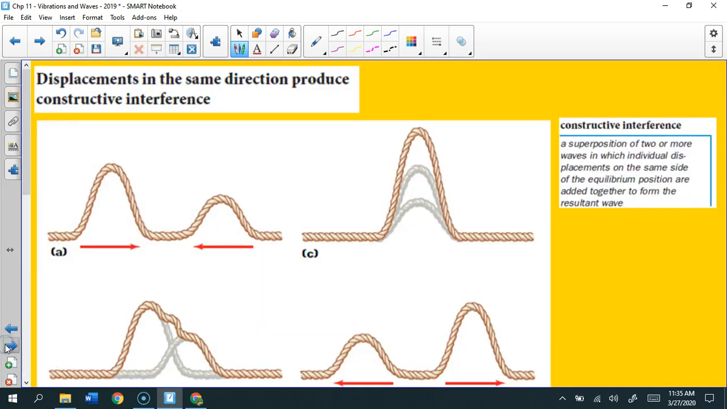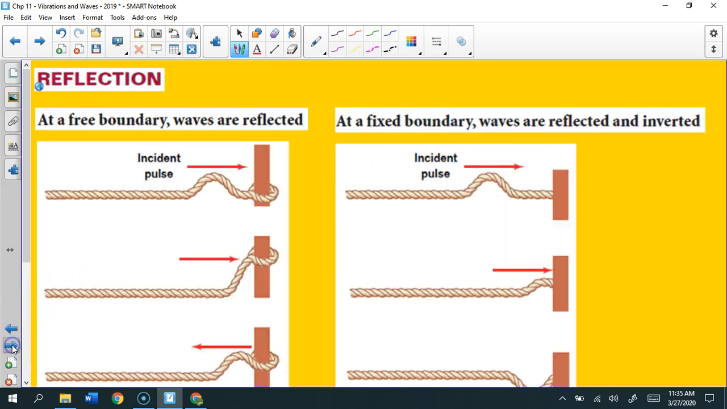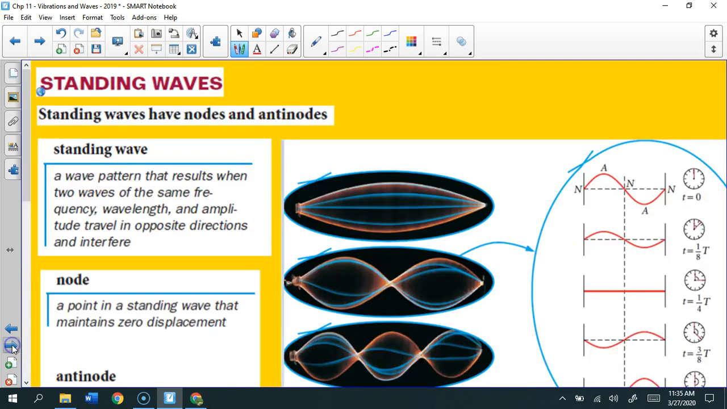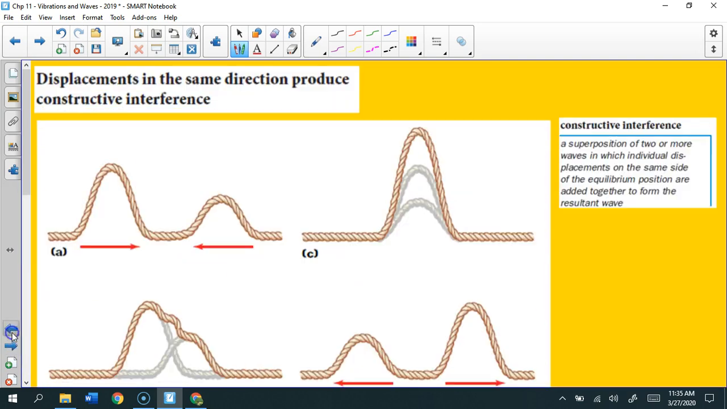So let's move forward. Now I've really given you the whole lesson in the last 10 minutes. Now we're just going to really quickly run through some definitions, and then we're going to talk about something called reflection, and then we're going to talk about how to calculate things about standing waves.